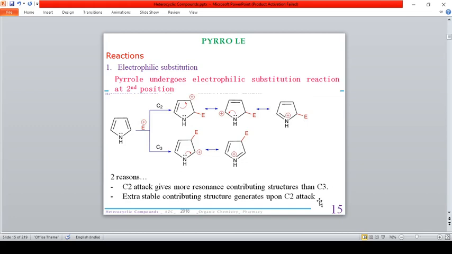Now in the rules of resonance, there is one point which says the negative charge should be present on the more electronegative atom, and the positive charge should be present on the less electronegative atom. So here, what do we have?